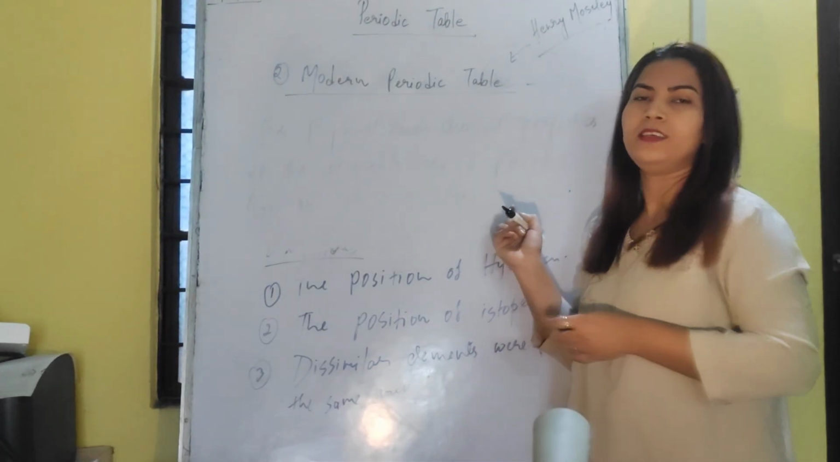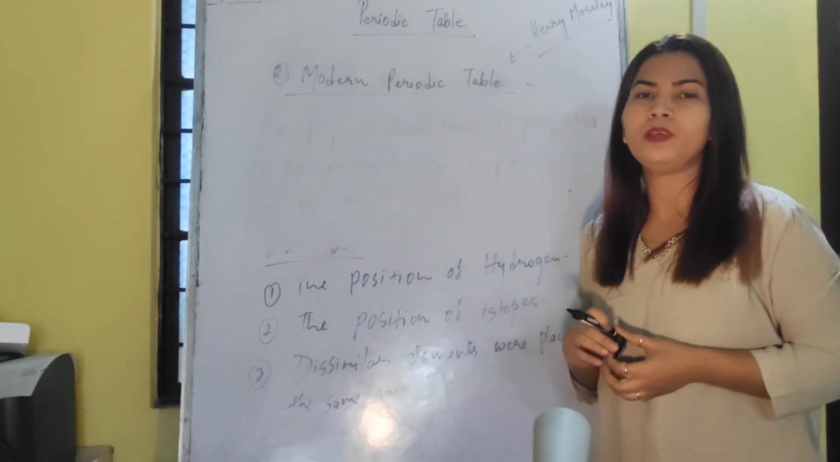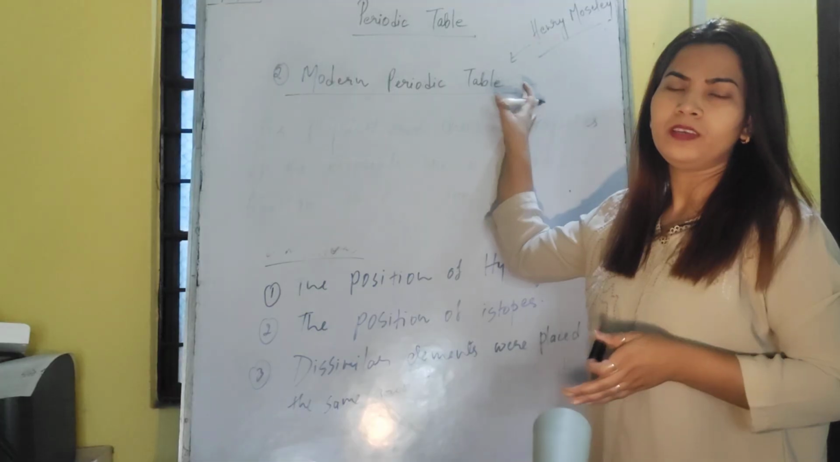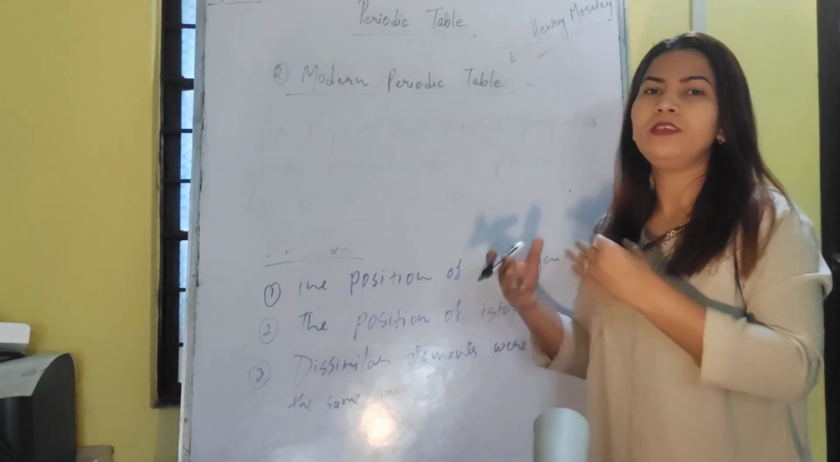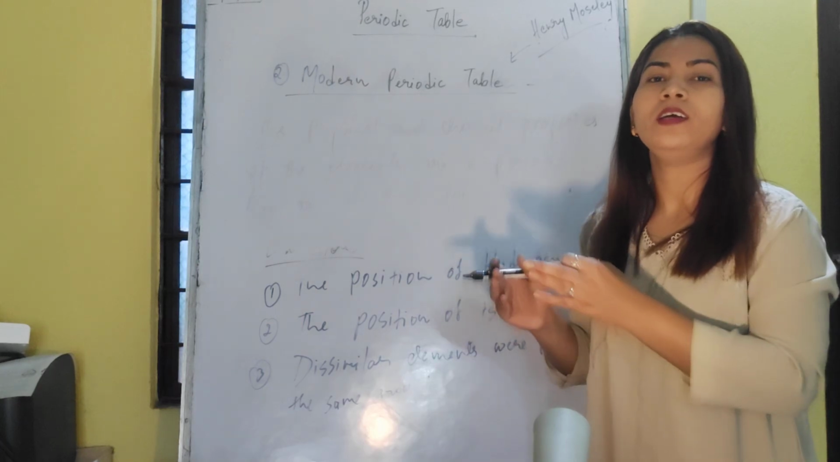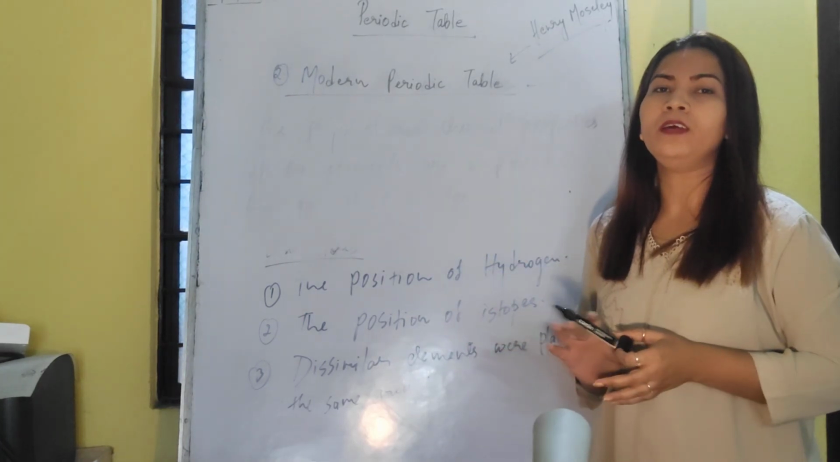Henry Moseley was a scientist and he performed some experiments on X-rays. When he did the experiment, he came to the conclusion that the physical and chemical properties of each element were related to their atomic number and not their atomic masses.